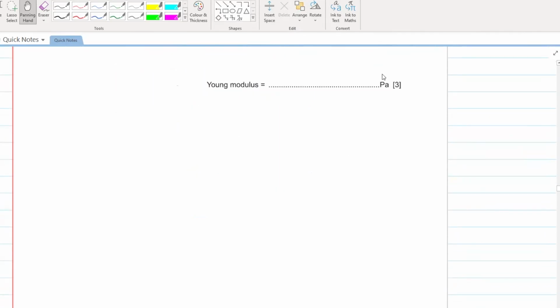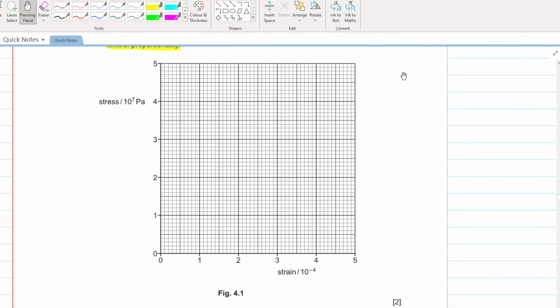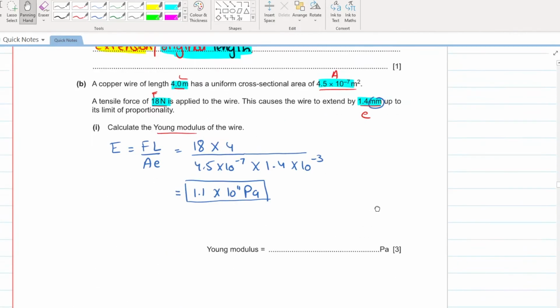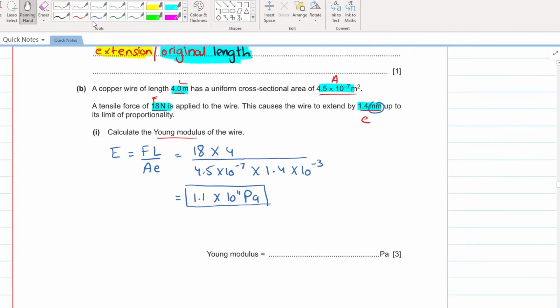Okay, we have to draw the stress strain graph. How will we draw it? First of all, we know that the stress strain graph starts from origin. This will be your first point. Then, can we calculate the stress for this copper wire? Yes. Stress is equal to force over area. What is force? 18. What is area? 4.5 into 10 raised to the power of minus 7.